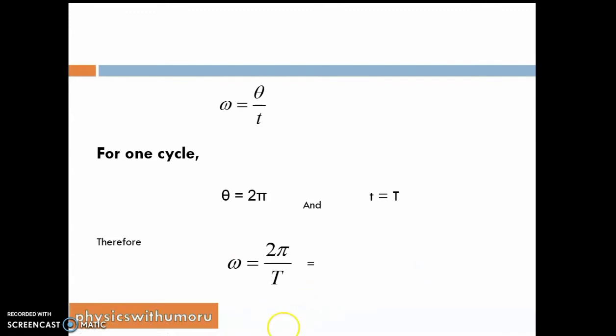Then if we decide to replace the period with the frequency, remember the connection between the period and the frequency, that T is equal to 1 over f, we have it that the angular velocity will give 2 pi f, because this becomes 2 pi over 1 over f. When you solve, finally you arrive here that the angular velocity is equal to 2 pi times the frequency, since frequency is the reciprocal of period.